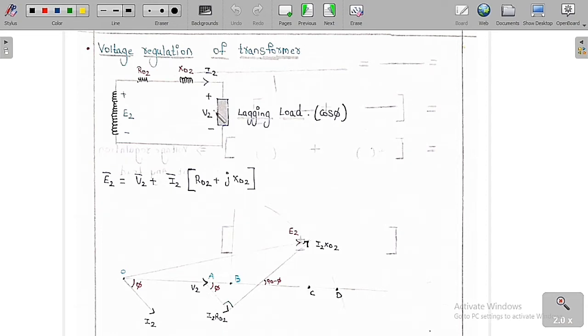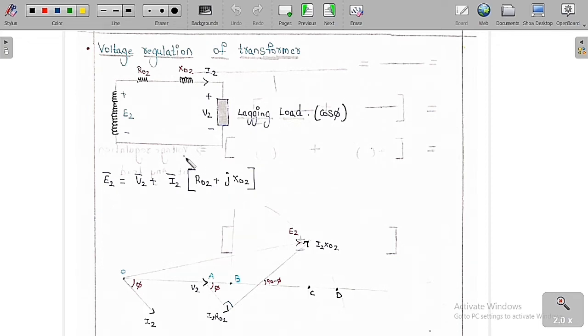So basically I have transformed the total primary into the secondary. This is E2, R0 of 2, X0 of 2, and this is the load we are going to keep. The load is a lagging load with a power factor of cos phi, and this is the load voltage V2, and the load current is I2. Now I want to apply KVL in this secondary loop. So we get E2 bar equals V2 bar plus I2 bar into (R0 of 2 plus j X0 of 2). This is the KVL equation in this loop.